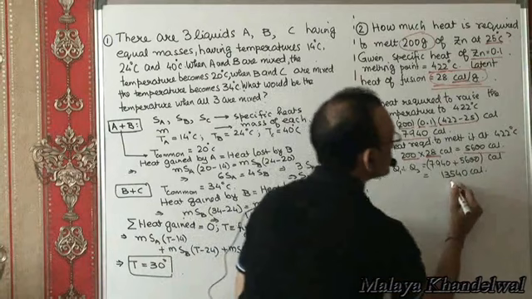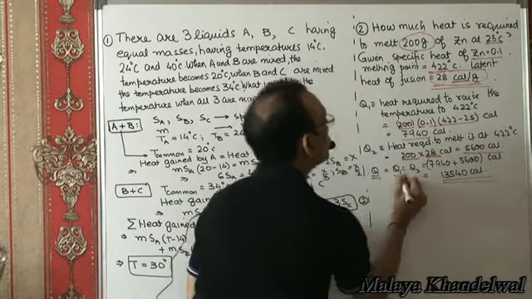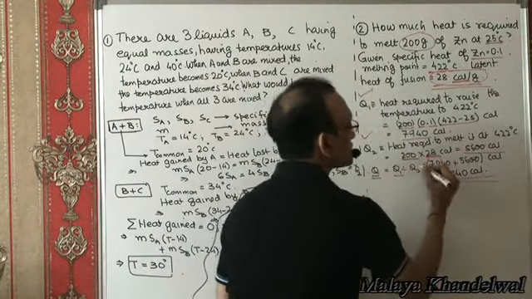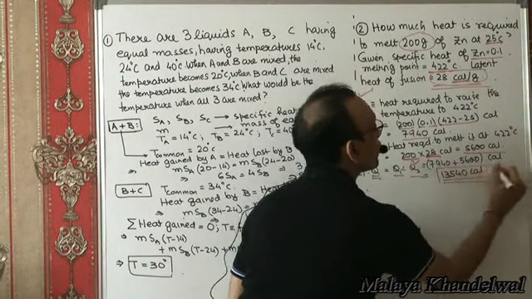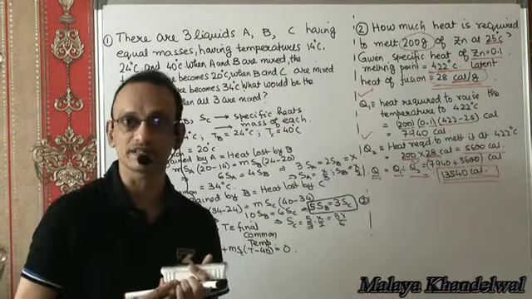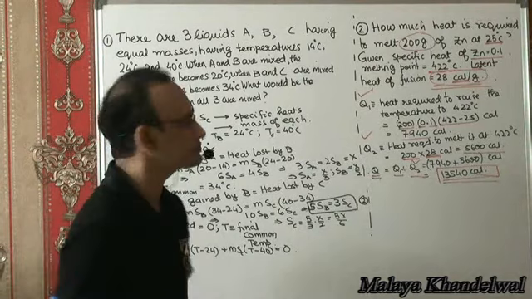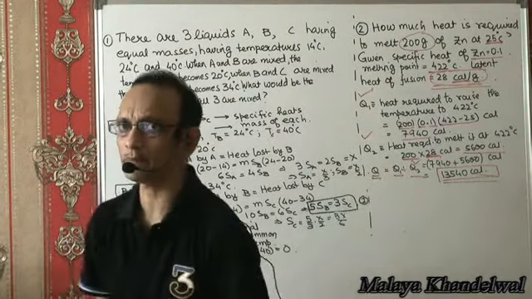So what's the total amount of heat to melt zinc? The total amount of heat to melt zinc would be Q1, which is this, plus Q2, which is this. Q1 plus Q2 makes it 13540 calories. Yes or no? Right? Fairly simple problem. Let me look at another problem.